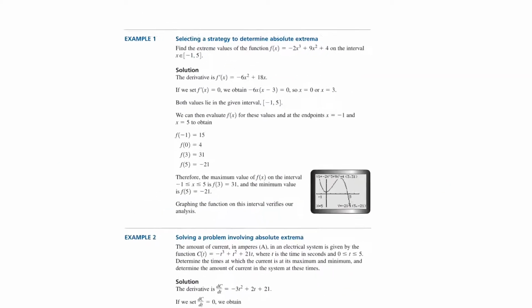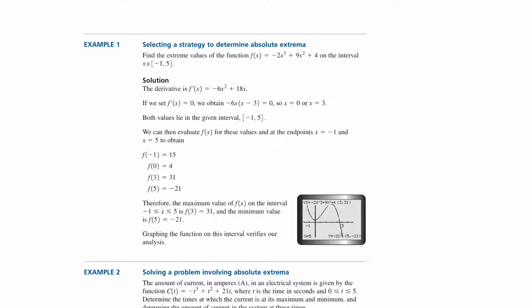Let's solve a couple of examples. Find the maximum and minimum value of f of x equals negative 2x^3 plus 9x^2 plus 4. We find the derivative and set it to 0. x would be 0 or 3. We calculate the value of the function at 0 and 3, critical numbers where the derivative is 0, and at the endpoints, negative 1 and 5.